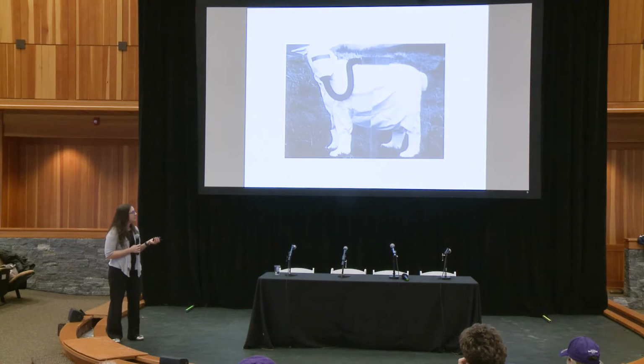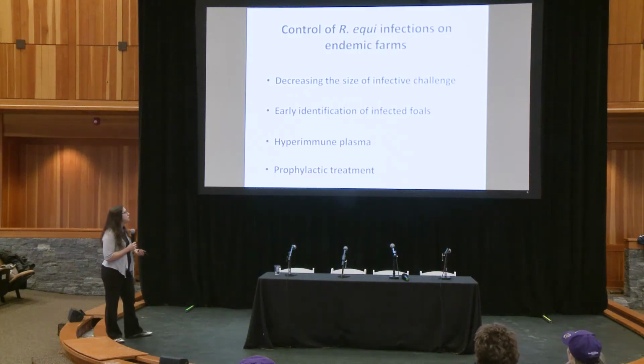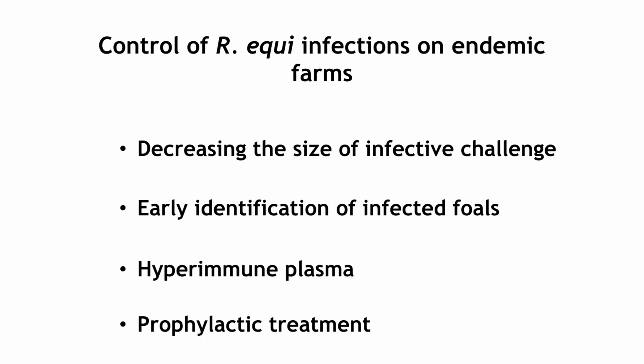Control. So this is what we should do with all of our foals to keep them from getting Rhodococcus and everything else. Obviously not practical. So if we're looking at how we can control Rhodococcus on endemic farms, these are the four main categories.